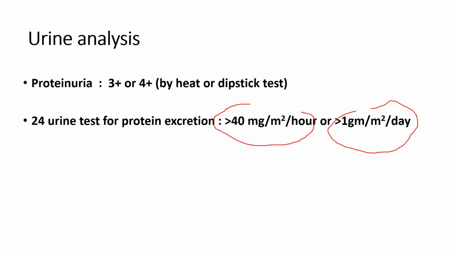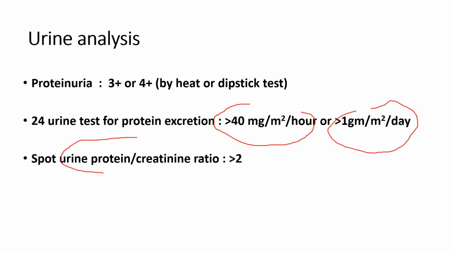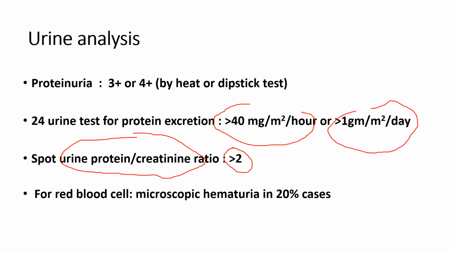then it is characteristic. We can perform the spot test also, in which the urine protein to creatinine ratio, if it is more than 2, is characteristic of NS. Normally it is less than 0.2. If it is between 0.2 to 2, then we have to rule out other causes of proteinuria. And if it is more than 2, it is characteristic of nephrotic syndrome.